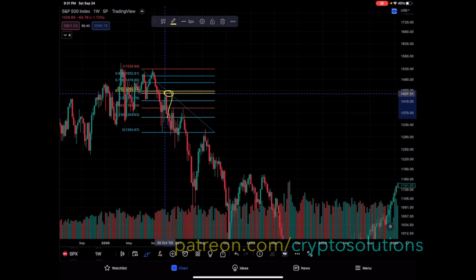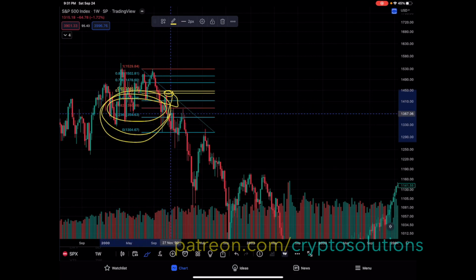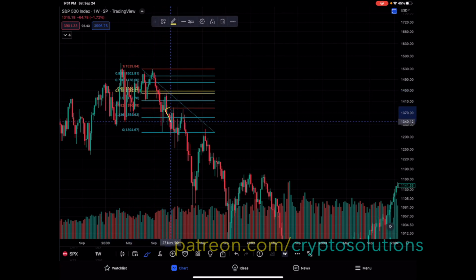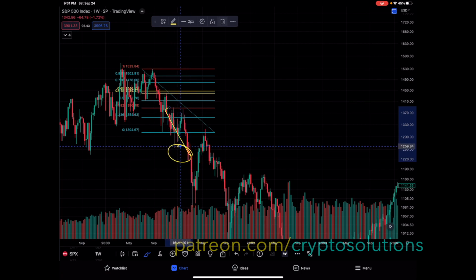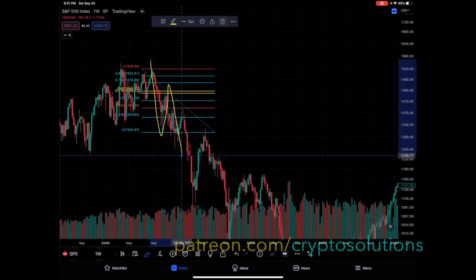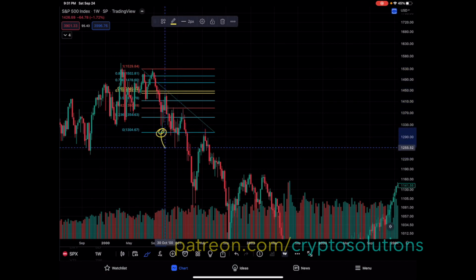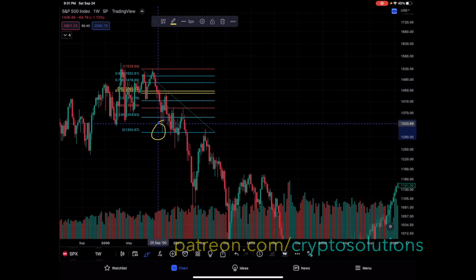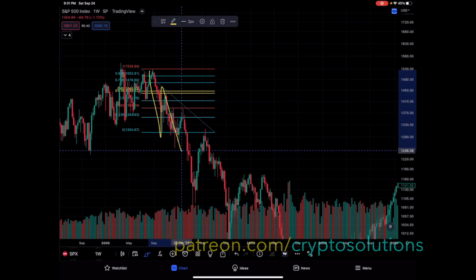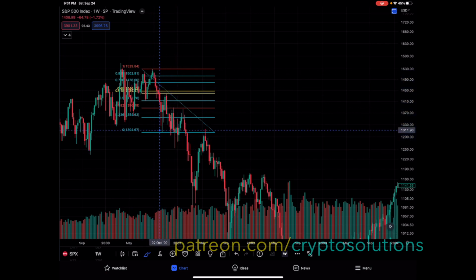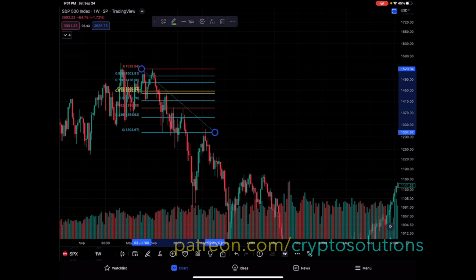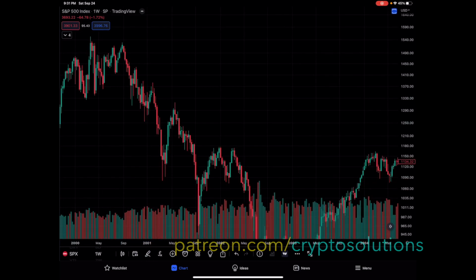After attempting to go here, if it gets rejected and breaks this 0.382 Fibonacci retracement as support, then expect a dead cat bounce scenario to almost guaranteed happen, and boom, you will have a lower low than this one. You see this low? The low will be lower than this one. So that's how it works. So that's one dead cat bounce scenario.